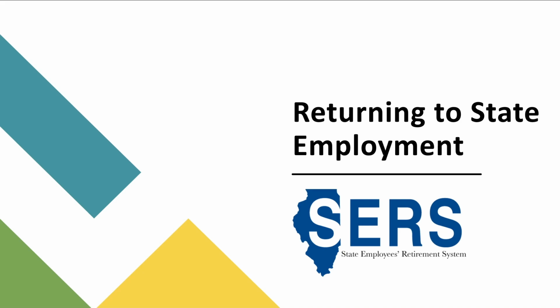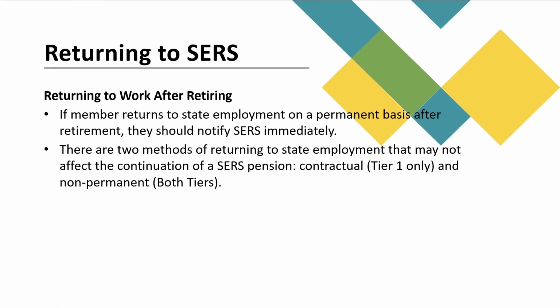Returning to state employment. Returning to SERS. Returning to work after retiring. If a member returns to state employment on a permanent basis after retirement, they should notify SERS immediately. There are 2 methods of returning to state employment that may not affect the continuation of an SERS pension: contractual, Tier 1 folks only, and non-permanent for both tiers.